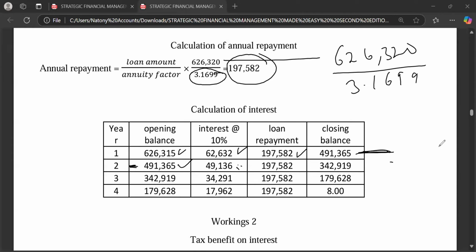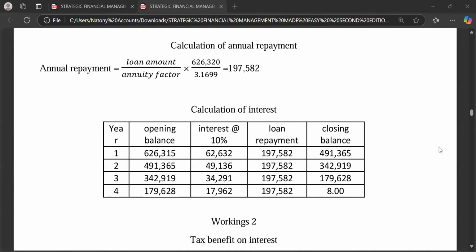So at the end of the fourth year, you are expected to have a zero balance. Okay, but because of approximation error, there's 8 here, but you ignore this 8. So basically, what do you need from this table? The interest. That's what you need from the table.